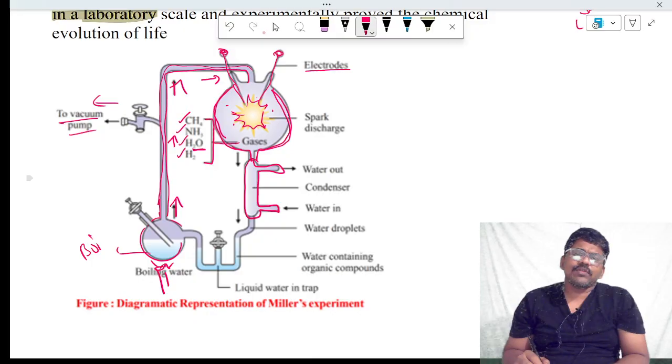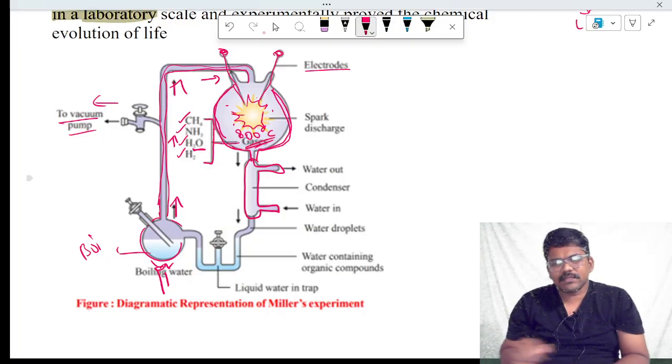The primitive Earth atmosphere had a very high temperature. Hence, he created a temperature of 800 degrees Celsius within this flask. Chemical reactions at 800 degrees Celsius lead to the formation of organic molecules. To collect those organic molecules, we have to cool them. Hence, we connected the other side of the flask to the condenser. On one side water is sent into the condenser, and on the other side the water moves out.